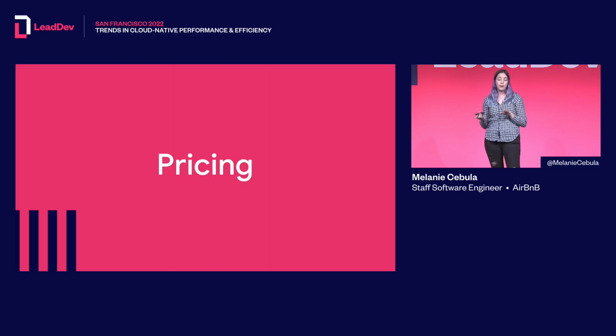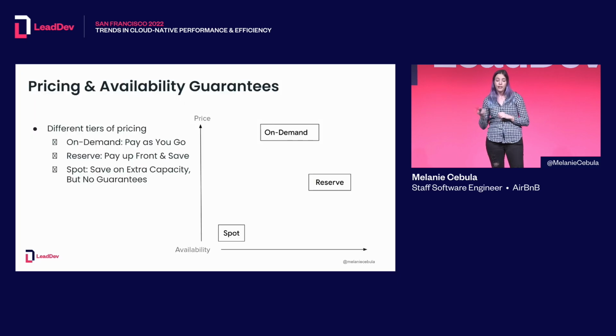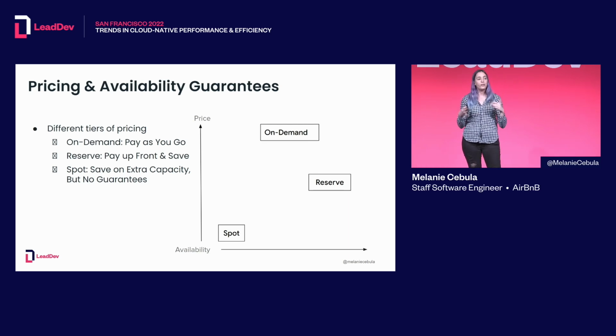Okay, so I talked about processors, memory, and storage, and I want to talk a little bit about pricing. So shout out to the previous talk on saving cloud costs. That was the culture piece. I'm talking a little bit more about some of the technical and strategy piece. So another topic here is this idea of pricing versus availability guarantees.